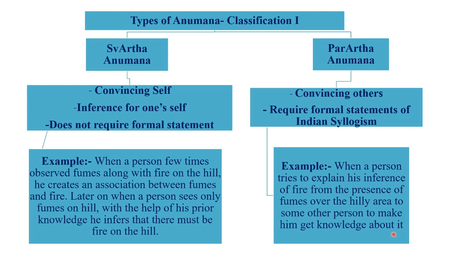So smoke comes only when there is a fire. So whenever you are explaining to your friend that yes, in the hilly region, the hill is on fire because there is a fume or there is a smoke, you give the example of kitchen. So that is giving a formal statement. That's Prarthanumana. So on the basis of Nyaya Darshana, there are two types of Anumana, Swarthanumana and Prarthanumana.